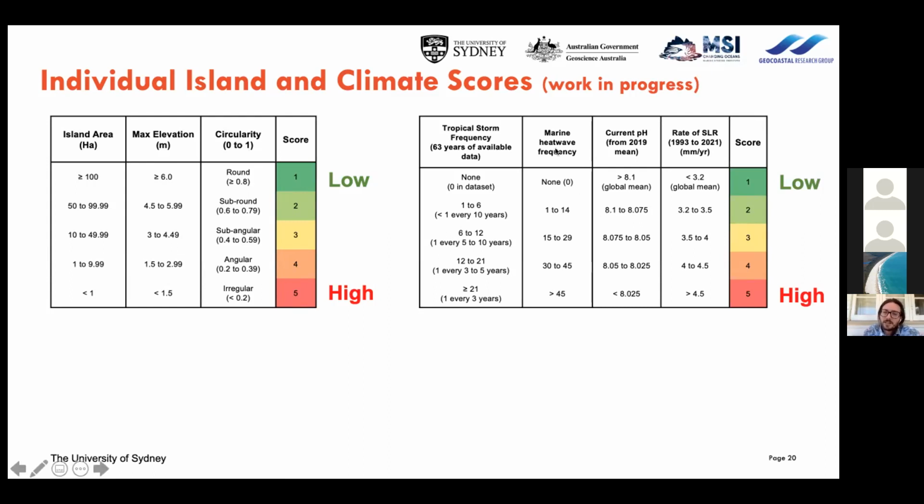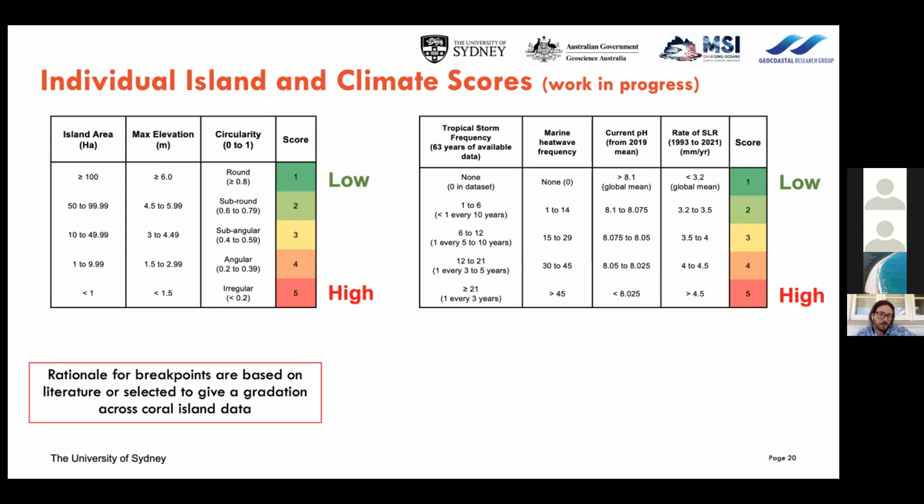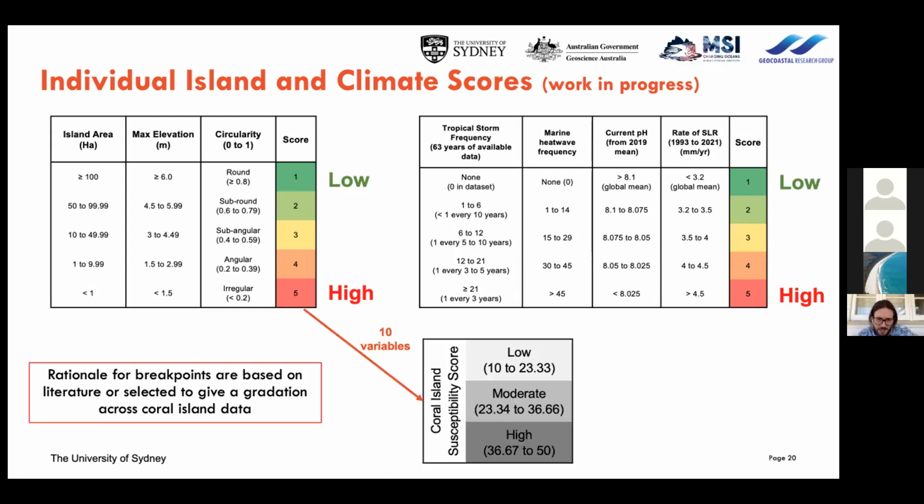Another one of these is marine heat waves. If there's been no heat waves, we give it a low score. If there's been a ton of heat waves, we give it a high score. So it's a fairly simple way of looking at it, but we can then pull out these numbers really nicely. The rationale for the breakpoints is based on literature or a nice gradation across the data we collected at different locations. So we have our 10 variables, and the potential is that we're going to have 5 times 10 equals 50. So the highest score we can get is 50 for the island itself.